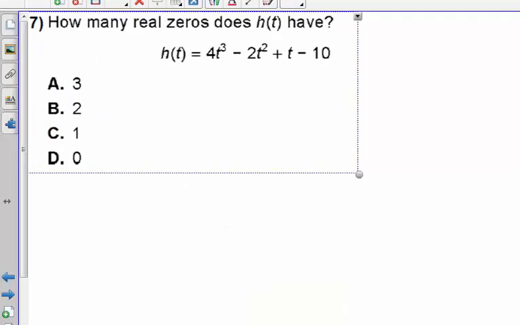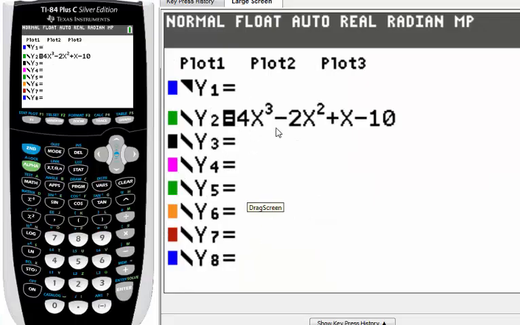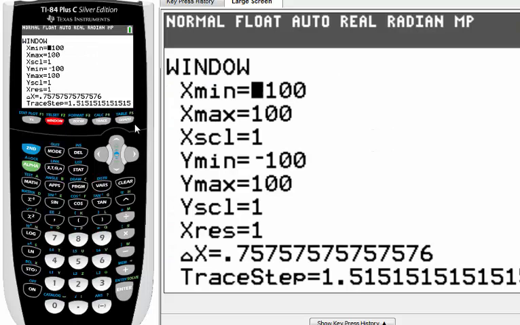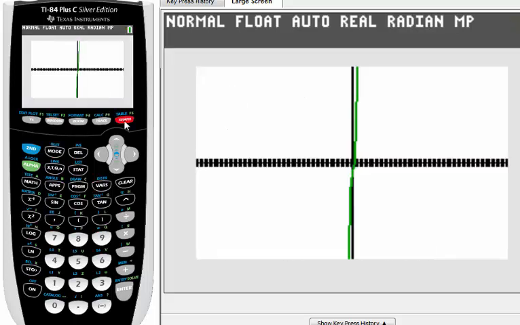Okay, so how many real zeros? We could just type this into our calculator and hit graph. And we can actually see them. Now I also changed the window here just to zoom it out, just to make sure there's nothing happening out really far. But we can see there is only one real zero.